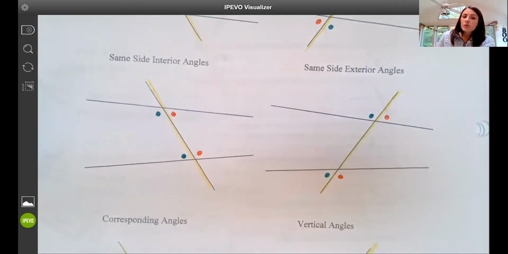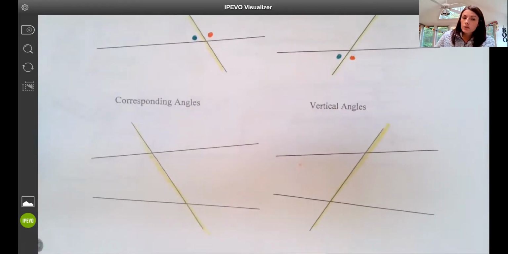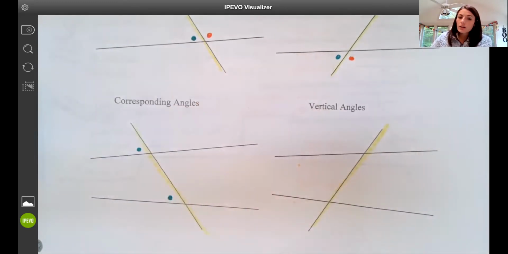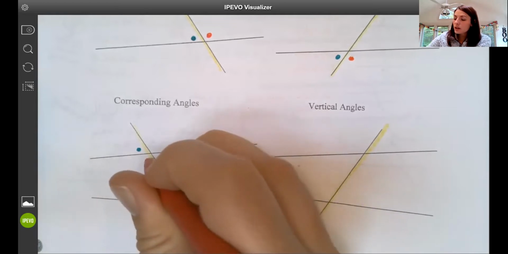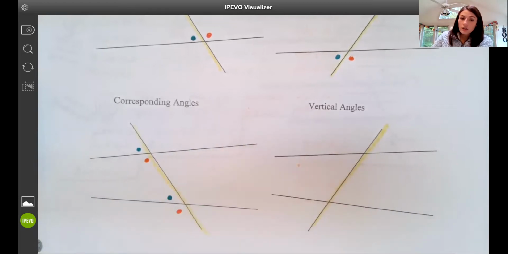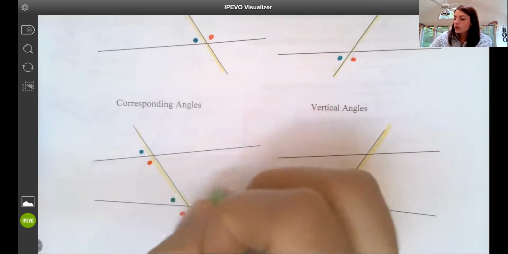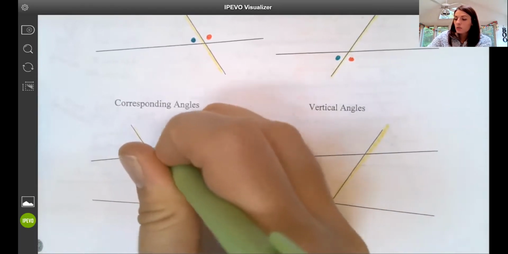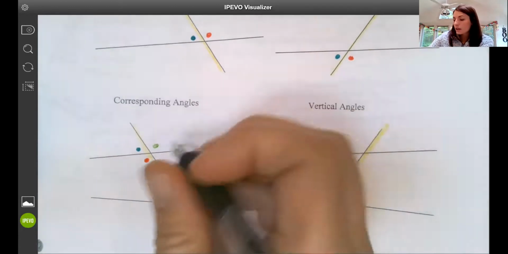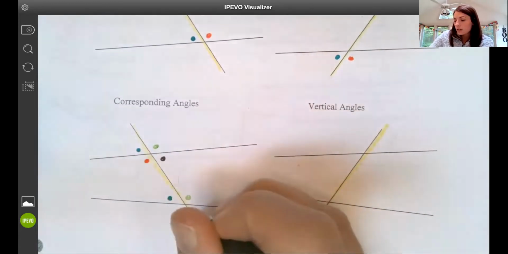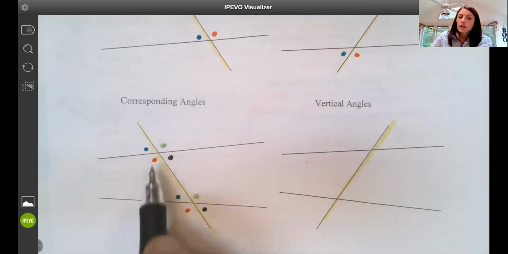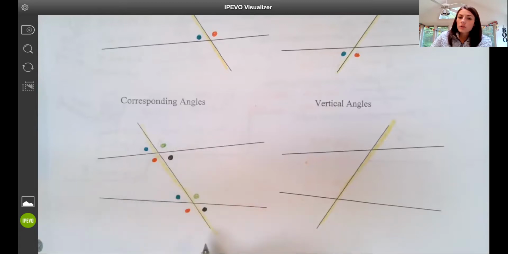Now for my corresponding and vertical angles, I'm going to have more going on. So for my corresponding angles, I have inside, outside here. And then on that same side, I also have inside, outside there. And then on the right-hand side of that transversal, I again would have an inside, outside pair there. And last, I would have an inside, outside pair there. So for each transversal hitting 2 lines, I'm going to have 4 pairs of corresponding angles.